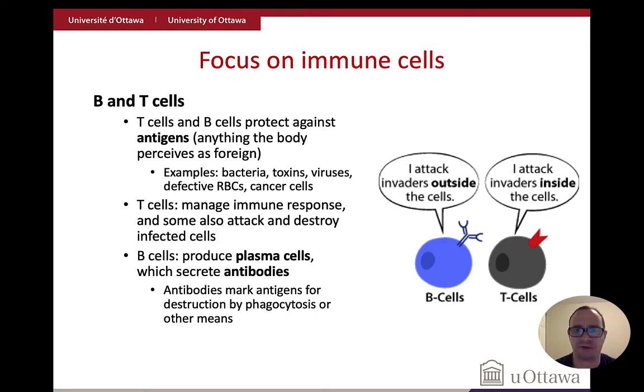B cells, however, will produce what are called plasma cells. Plasma cells secrete antibodies, which is supposedly represented here, this antibody structure. Antibodies will interact with these bacteria and viruses, and that marks them for degradation by the partners in crime for B and T cells. These are the macrophages, for example, okay? They will destroy them by phagocytosis or other means.